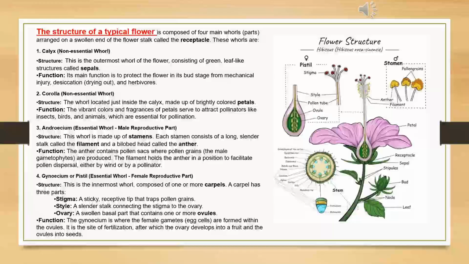The ovary is a swollen basal part that contains one or more ovules. Basically, the structure of the ovary is a sac-like structure. Now, what is the function? The gynoecium is where the female gametes are formed. What are the female gametes? Egg cells, which are formed within the ovules. It is the site of fertilization, after which the ovary develops into a fruit and the ovules into seeds.